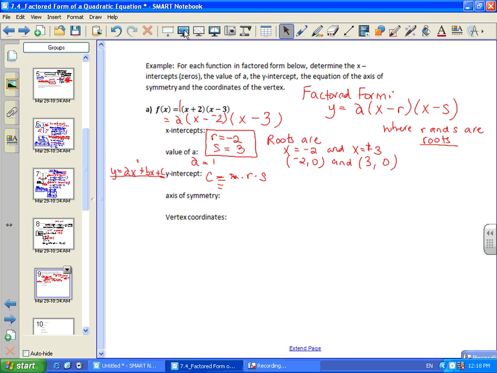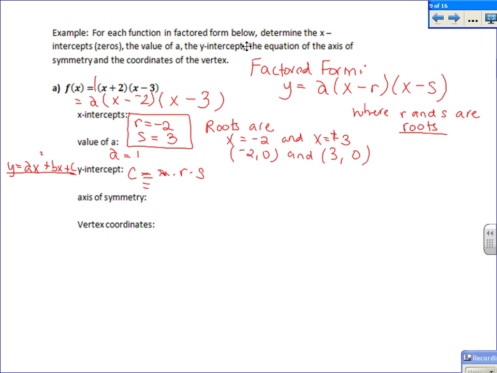Okay, let's go back here to our question for a second. So if c is equal to a times r times s, where a is 1, r I determined to be negative 2, and s I determined to be 3, well, let's do that math. 1 times negative 2 is negative 2. Negative 2 times 3 is negative 6. Okay, so c is equal to negative 6.